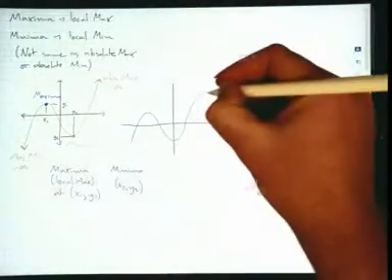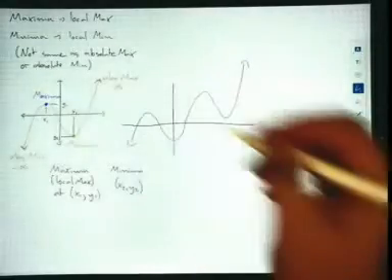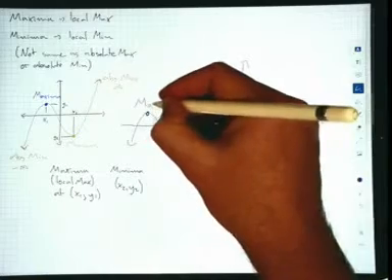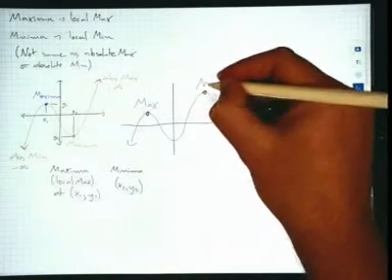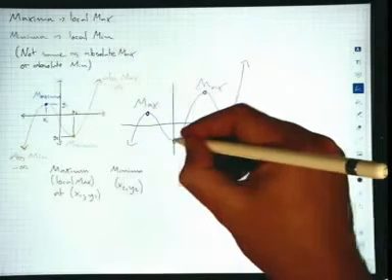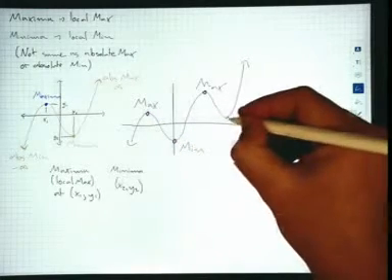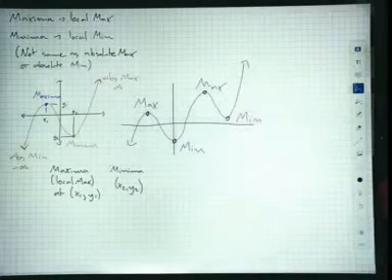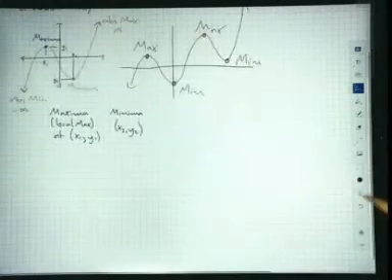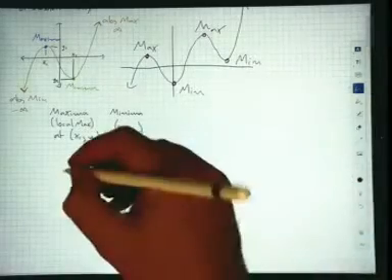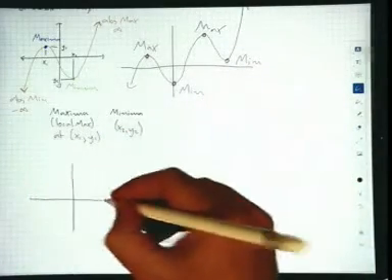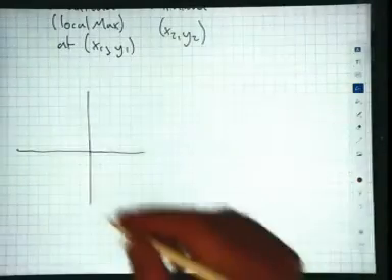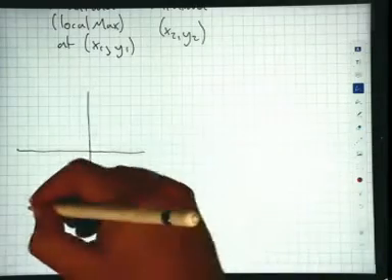If you had a function that did this. So here you have a max. Here you have a maxima. Here you have a minima. And here you have another minima. You don't just have to have one maxima and one minima. You can have multiple ones. So when I look at problem number 11, so again, roughly speaking, this graph looks like this.